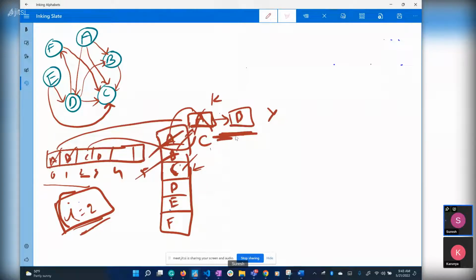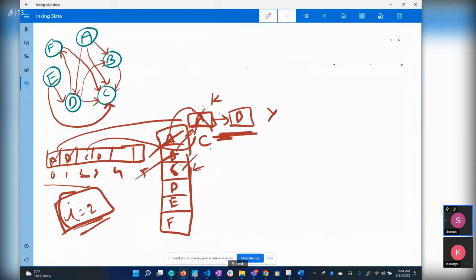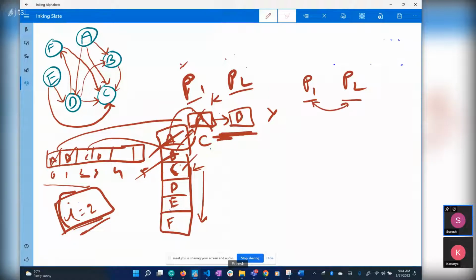We are keeping two variables, like the final solution here is P1 and P2, person 1 and person 2. There are two chairs, and this person 1 and person 2 are two temporary variables. We are maintaining two and asking everybody to sit in these two chairs, and finally at the end of the loop the stack becomes empty, and we will have two persons, P1 and P2. Now we need to decide who is the celebrity in these two people. That's what we do.